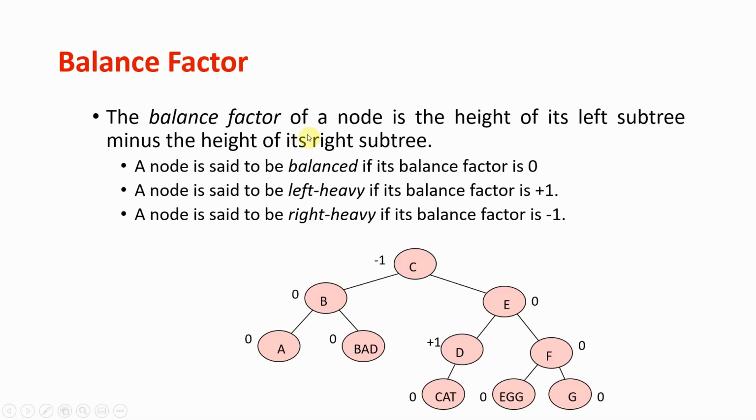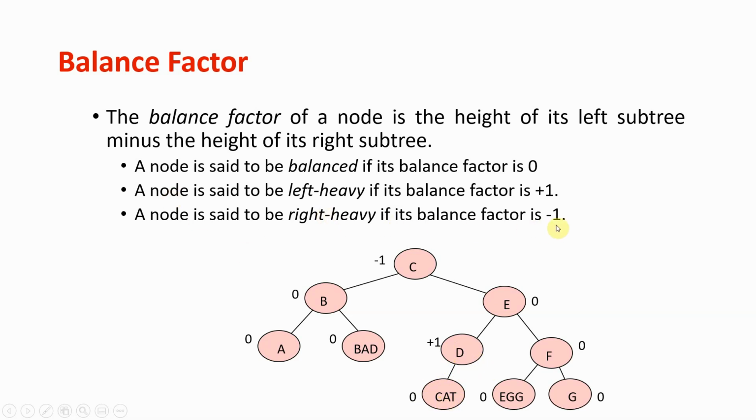I already mentioned what a balance factor is. It's basically the height of the left subtree of the node minus the height of its right subtree, right? For an AVL tree, the balance factor for the nodes can be 0, positive 1, or negative 1. If the balance factor is 0, we call that node balanced. If the balance factor is 1, for example in this case, it's 1, because the height of the left subtree is 1 and the height of the right subtree is 0. So the balance factor is 1. We call this node left heavy, right? You can think of this as a person that has two hands, holding something in the left hand but nothing in the right hand. So this node is called left heavy.